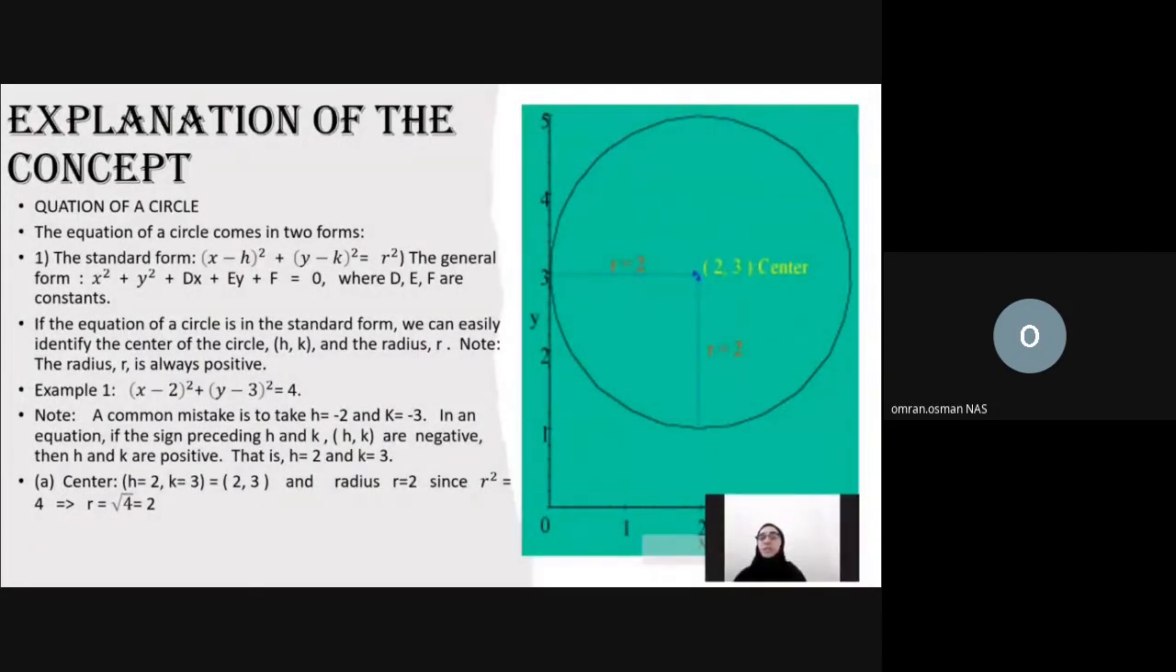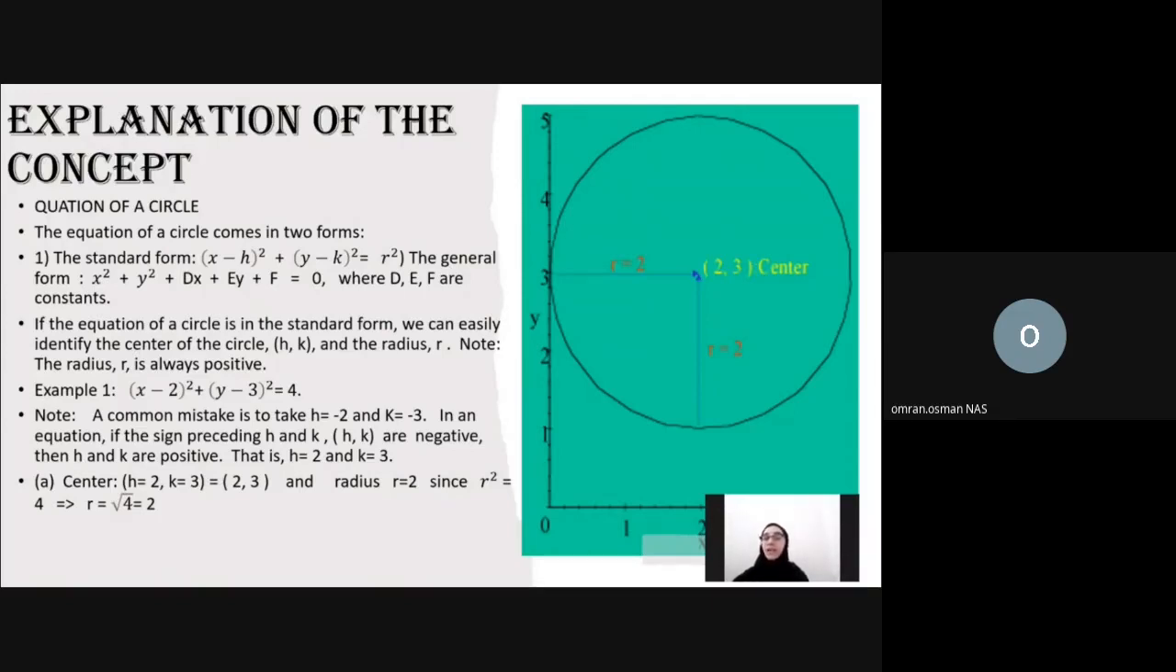Explanation of the concept. There are two main equations for the circle, the standard form and the general form. The standard form equation is (x − h)² + (y − k)² = r². In this equation of the circle, we can easily identify the center of the circle, which is (h, k), and the radius, which is r. And the radius is always positive.